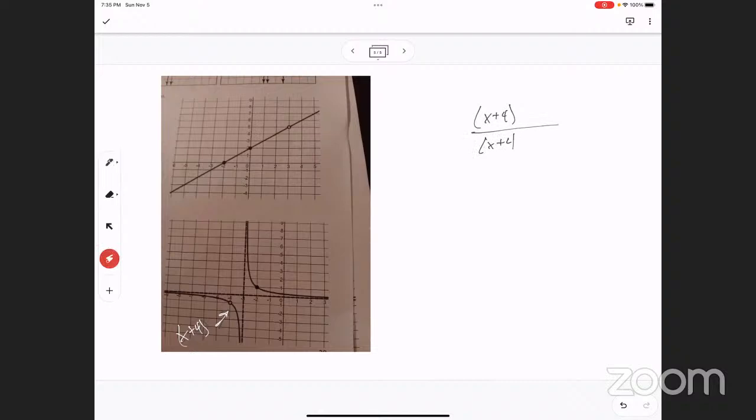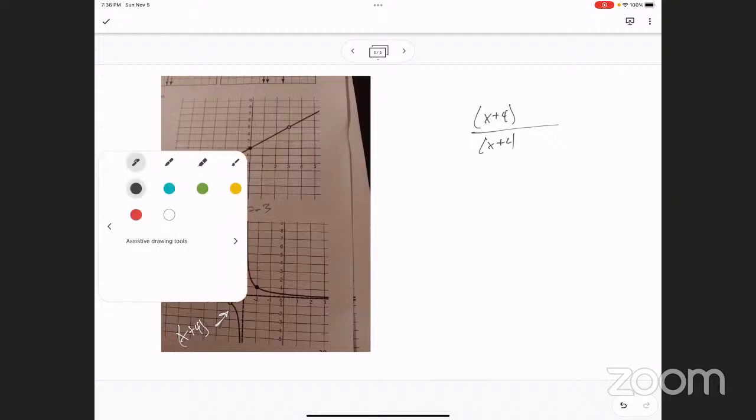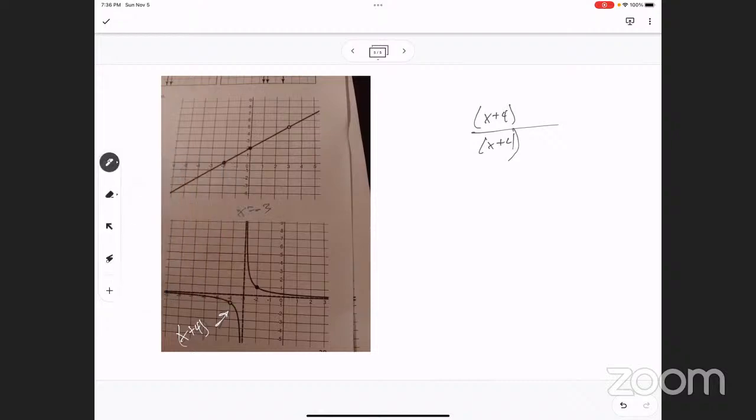Do we have any x-intercepts? We don't have any x-intercepts. We do have a vertical asymptote, which is x equals -3. So what does that mean? What factor do I have and where? The x plus 3 goes in the denominator. Not x minus 3, x plus 3, right? Do you understand why?